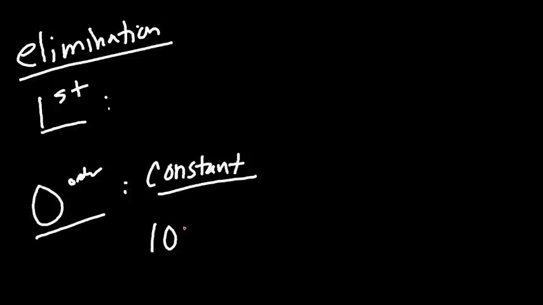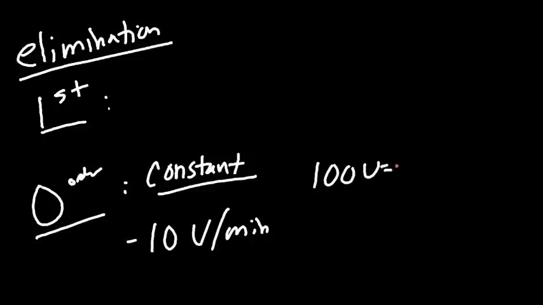So if we're getting rid of the drug at 10 units per minute, it doesn't matter how much drug is in our system, we'll get rid of the drug at 10 units per minute. So if we started with 100 units, it'll take 10 minutes to get rid of 100% of the drug. Hopefully that makes sense. It's very basic. It's at a constant rate. So we'll have 0% left over.